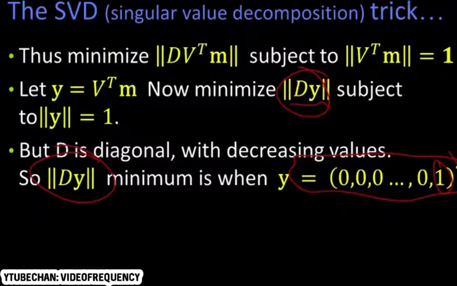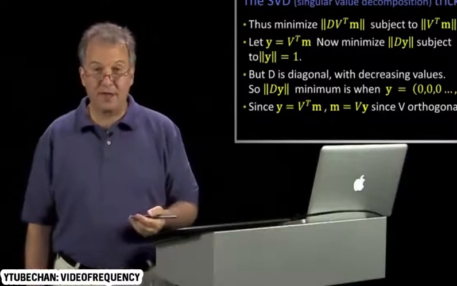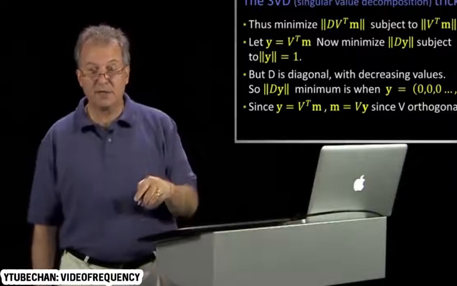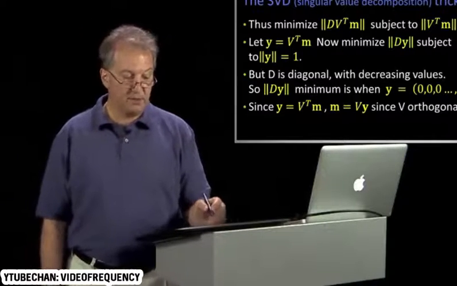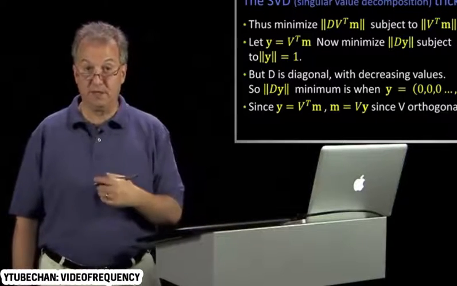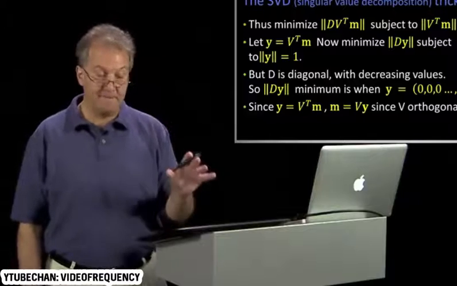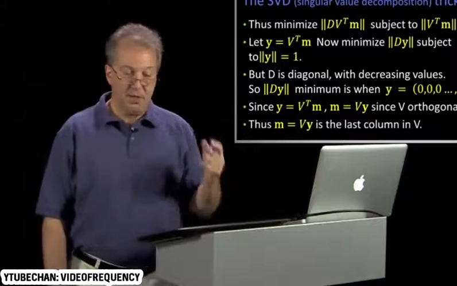Okay, that's the y that minimizes dy. And since we defined y to be V transpose M, then M is equal to Vy. Why? Well, remember I said that V is orthogonal? So when V is orthogonal, its transpose is its inverse. So if y is equal to V transpose M, the inverse of that is just V, so M is equal to Vy.